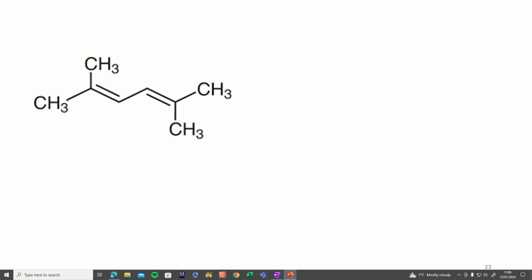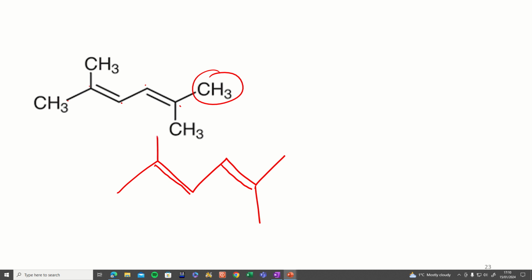So again, we've got longest chain of 1, 2, 3, 4, 5, 6. So we go hex 1, 3, 4, 5, 6. We have a double bond between 2 and 3. So let's put a double bond between 2 and 3 there. And we have a double bond between 4 and 5. We have methyl groups. So these are not methyls here, remember, these are just the ends of the chain. We have a methyl group there. And we have a methyl group there. That's that one done.